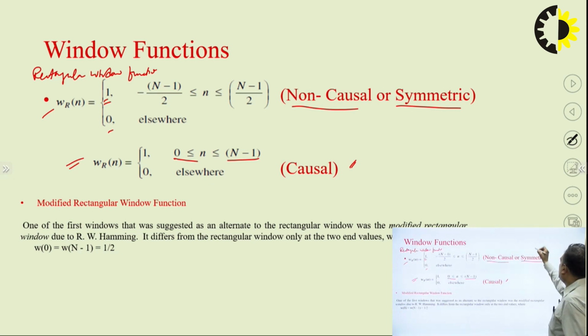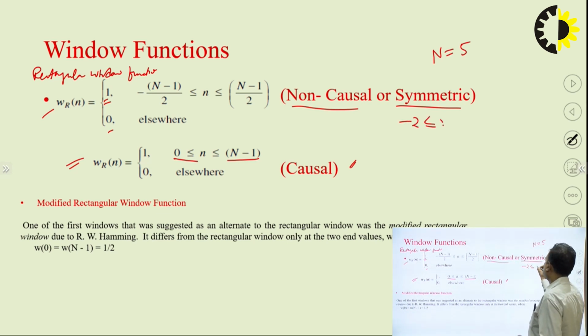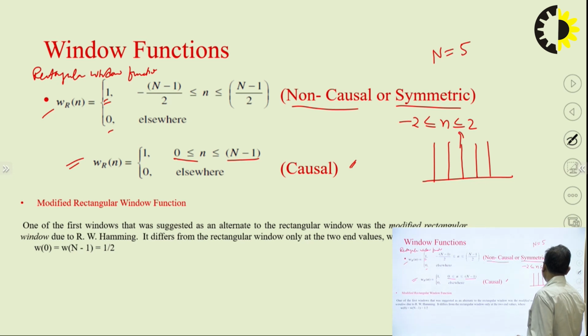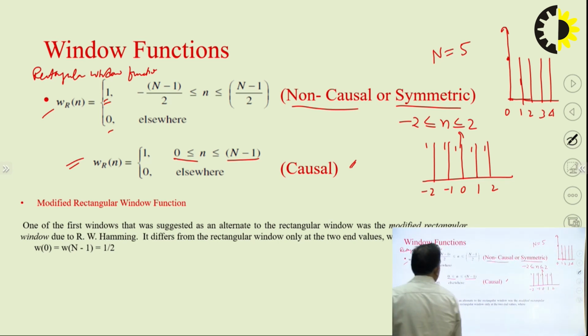Let us suppose you are taking a rectangular window function of length 5. How will you draw it in the symmetric case? n goes from minus (5 minus 1)/2 to 2, that is, n lies between minus 2 and 2. If you draw this window function, this is the center of symmetry, with values at minus 2, minus 1, 0, 1, 2, and each value is 1 in magnitude. Similarly, in the causal window, we provide a delay equal to (N minus 1)/2, which is 2. Then this window function starts from 0, 1, 2, 3, 4. Okay, so this is the first window function.